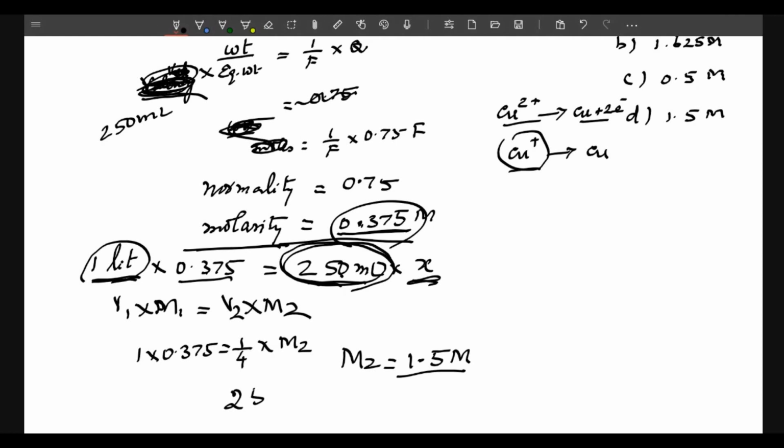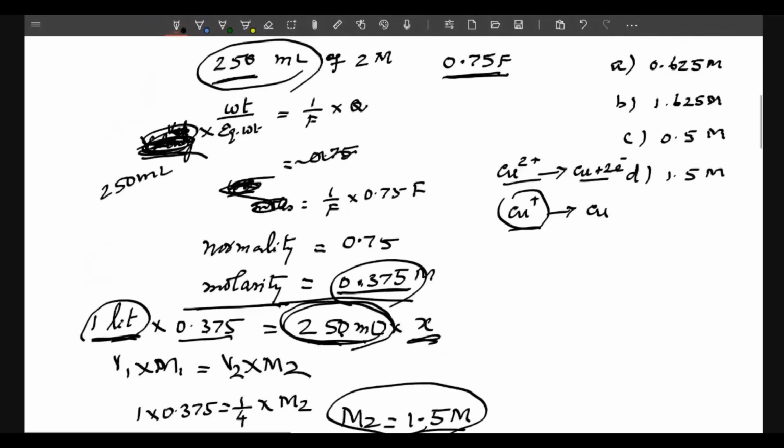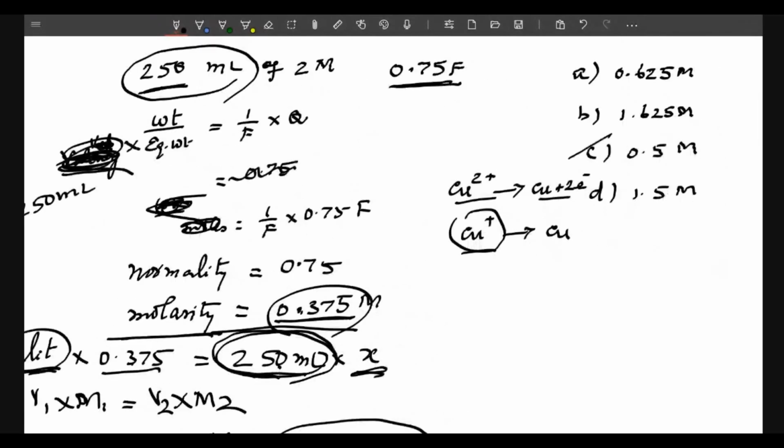Therefore, in the case of 250 ml solution, you started with a 2 molar solution, but how many molar has been electrolyzed? 1.5 molar solution is electrolyzed in 250 ml. Therefore, the remaining solution is 0.5 molar. The option is C. If you understand this problem, now work out the problem at home and find the answer.